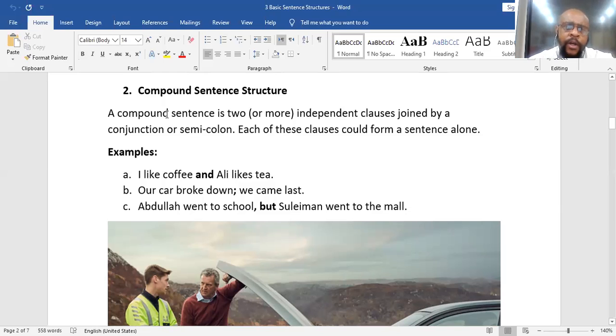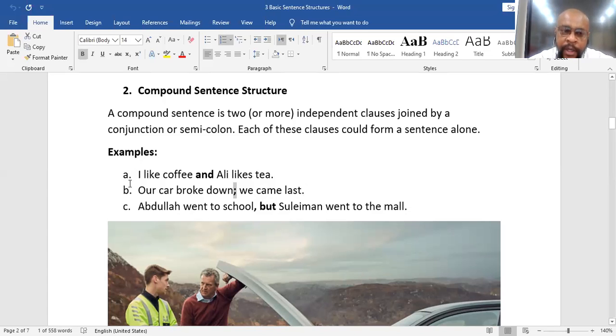So the second one, a compound sentence structure, is a sentence that has two or more independent clauses joined by a conjunction or semicolon. A conjunction is words like and, but, because, however, right? And a semicolon is that symbol over there that we see in example sentence B. So if you see and or but, however, because, or you see a semicolon, then you know that this is a compound sentence structure.